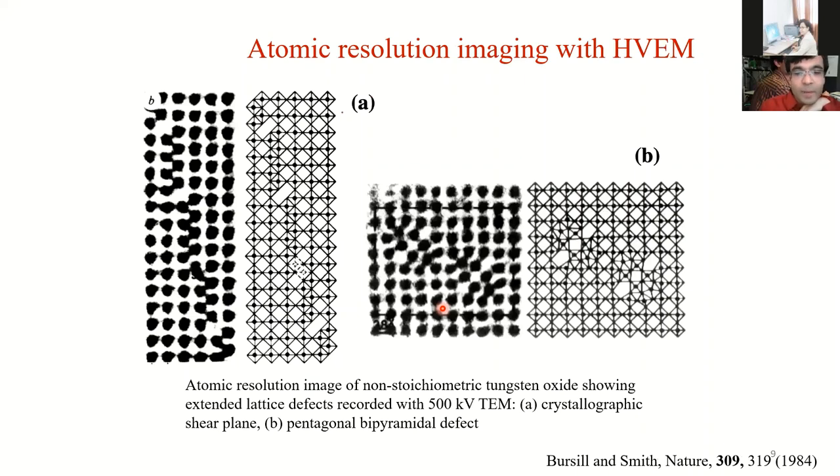And here, we know that if we increase the accelerating voltage, we reduce the wavelength of the electron, and somehow we get a little improvement or enhancement in the resolution. So here, Bursill and Smith in the 80s imaged this tungsten oxide showing this crystallographic shear plane. And here you have a pentagonal bipyramidal defect. And these black spots you can see here are the metal atoms, the tungsten atoms.